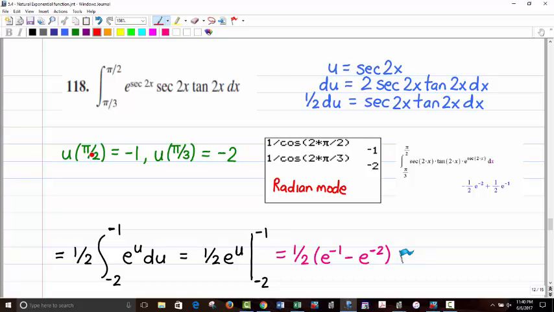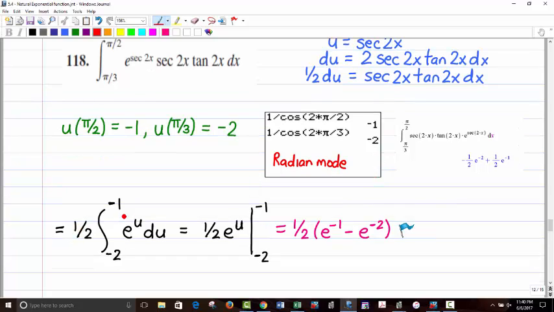So I'm putting pi over 2 in for x here, in the secant of 2x, and then pi over 3 in there. Since the calculator doesn't have those trig functions except for sine, cosine, and tangent, to figure out what secant of 2 times pi over 2 would be, it would be 1 over cosine of 2 times pi over 2, which gives you -1. Same thing here, 1 over cosine of 2 pi divided by 3 is -2. So I have 1/2, -2 on bottom, -1 on top, e to the u du.